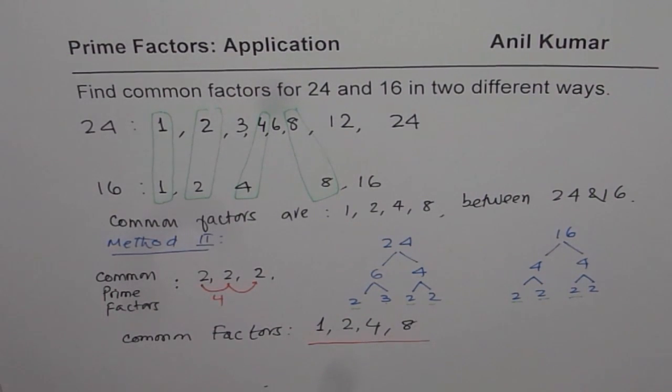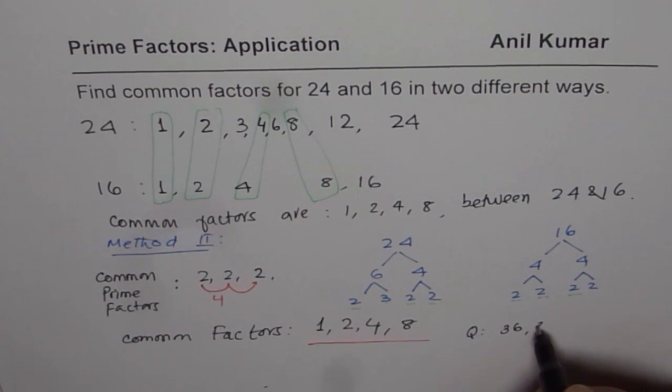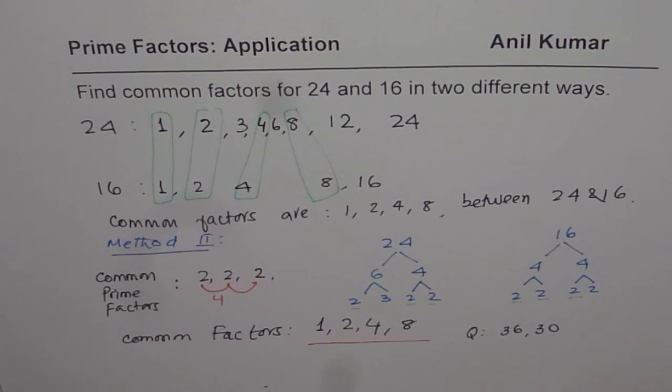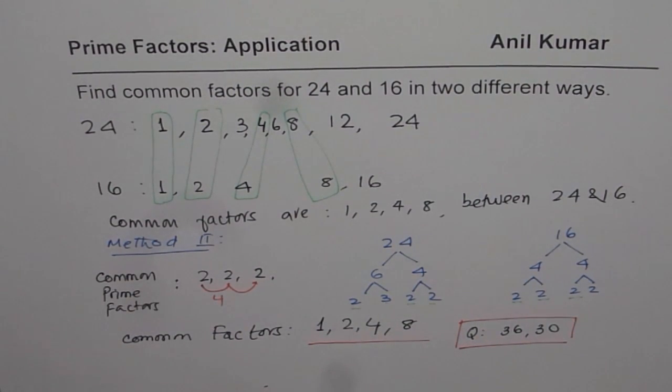I hope the method is very clear to you. Go through it once again, try to understand the process, and then find common factors between any two numbers. You can take, for example, numbers as 36 and 30, right? So try to find common factors between 36 and 30. That should give you good practice.